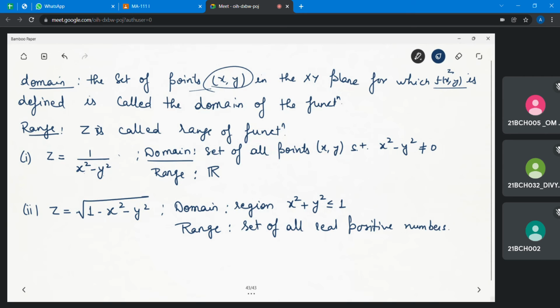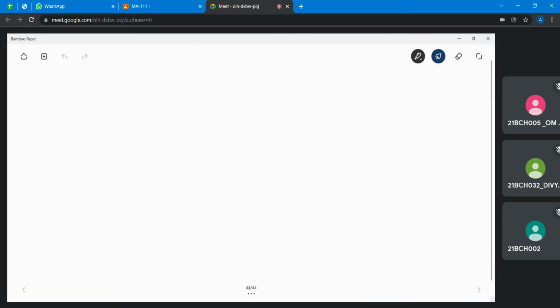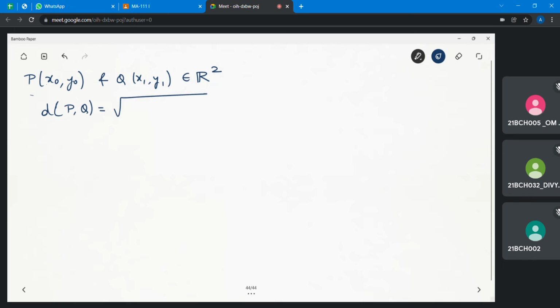Okay, so you see that this is the same thing as we have done in one variable. In one variable, we were looking at the real line only. When we come to two variables, we are looking at the plane. That's the only difference. Now let us suppose we have 2 points, P(x naught, y naught) and Q(x1, y1). These 2 points belong to R square. Then the distance between these 2 points is the square root of (x1 minus x naught) whole square plus (y1 minus y naught) whole square, right?